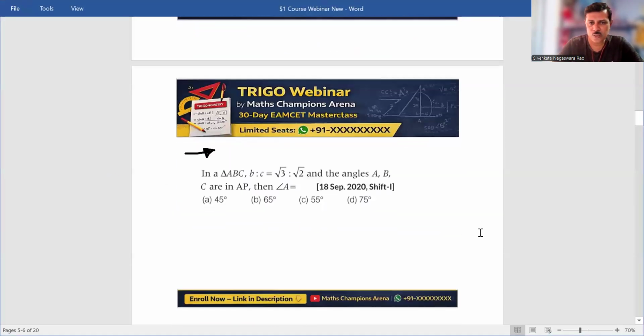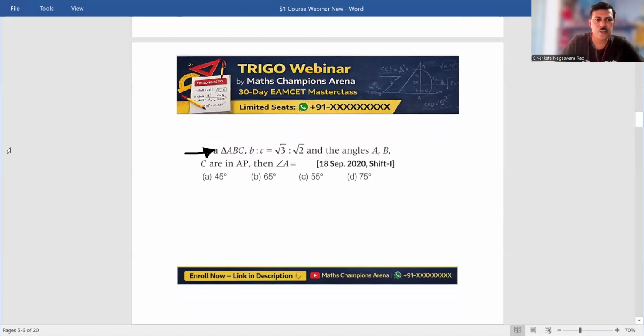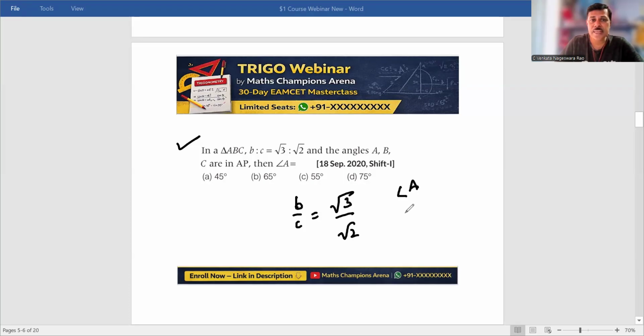Now let's go down. See, again, there is one more type of similar question here. In triangle ABC, he has given b is to c, that means b is to c is given as square root 3 by square root 2. Then he's saying the angles A, B, C are in AP series. Then he's asking us to find what is angle A.